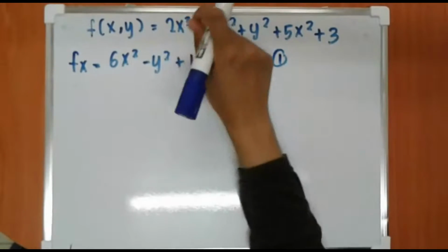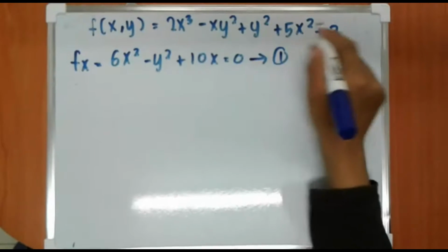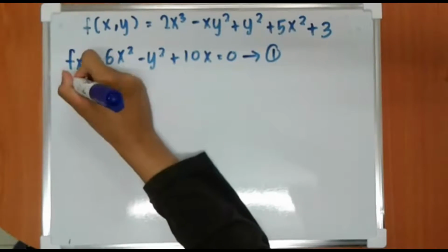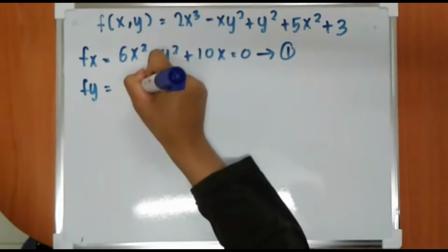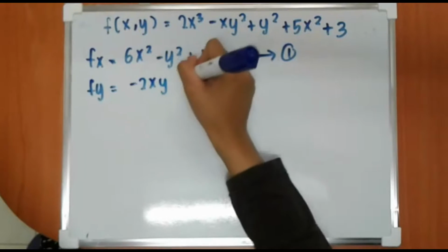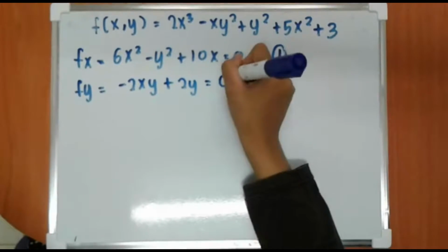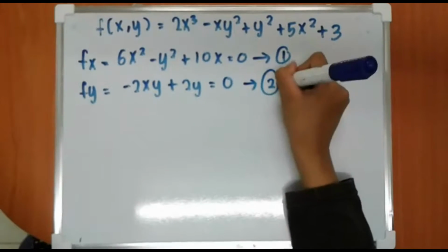Then we have to differentiate our original equation with respect to y. So it will become fy = -2xy + 2y = 0. So this is our second equation.